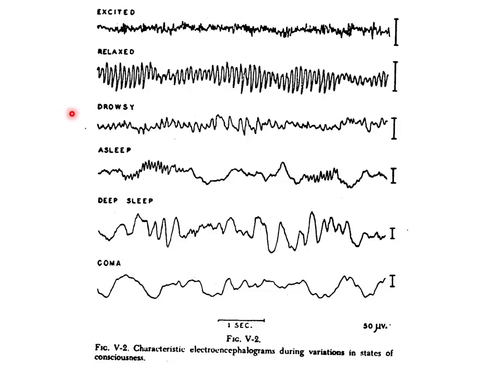As a person becomes drowsy, we'll see disappearance of alpha and the appearance of beta activity. And then a little bit deeper, starting to sleep, we'll see sleep spindles, as we see here, and some slower activity. And then in deeper sleep, we see that delta activity becomes more prominent. In coma, we may see unremitting delta activity.